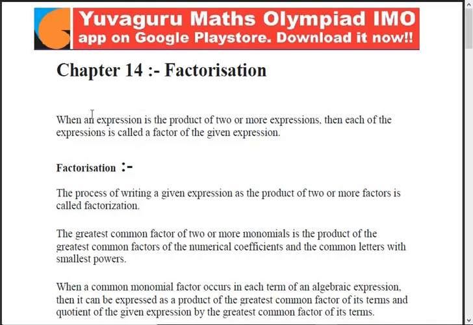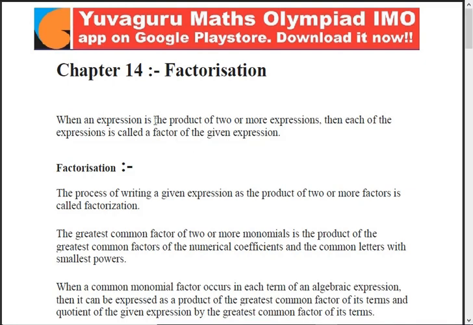Similarly, what is an expression? 2x plus 5. We have studied this in our earlier chapter. 2x plus 5 is an expression. And what is an equation? 2x plus 5 equals 10, right? If there is an equal to sign, then it's an equation. If there is no equal to sign, then it's an expression.